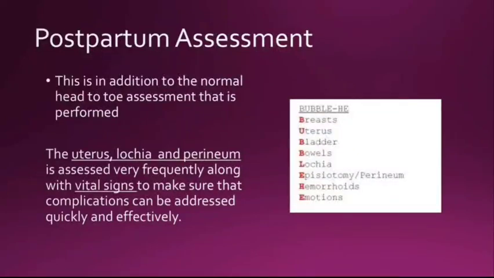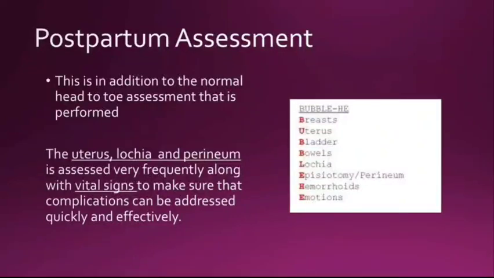So breast, uterus, bladder, bowels, lochia, episiotomy/perineum, checking to see if they have hemorrhoids, and if so, making sure we're doing nursing actions related to that, and then evaluating their emotional reaction to labor, because that can have some differences or some things that we need to be mindful of. You will not do every one of these things with each vital signs check, but you will do a lot of these. When we ended the last video, we were talking about how vital signs are going to be checked really frequently in that postpartum period, because in the first 24 hours they're going to have higher risk for complications and those type things.